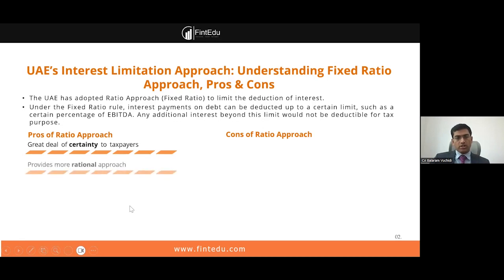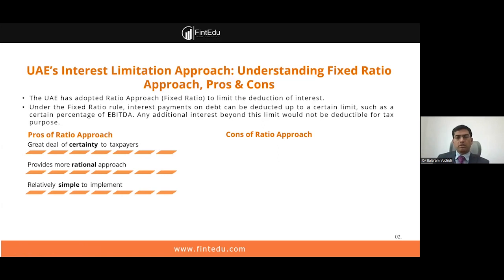So let's look at what are the pros of having this kind of approach. There's a great deal of certainty for taxpayers. They know clearly what amount is going to be allowed as deductible, how it can be claimed, and what the rules around that are. And it provides a more rational approach. You are looking at the size of your organization and depending upon that, the amount is derived. So it is connected to the size of the business, and it is a rational approach.